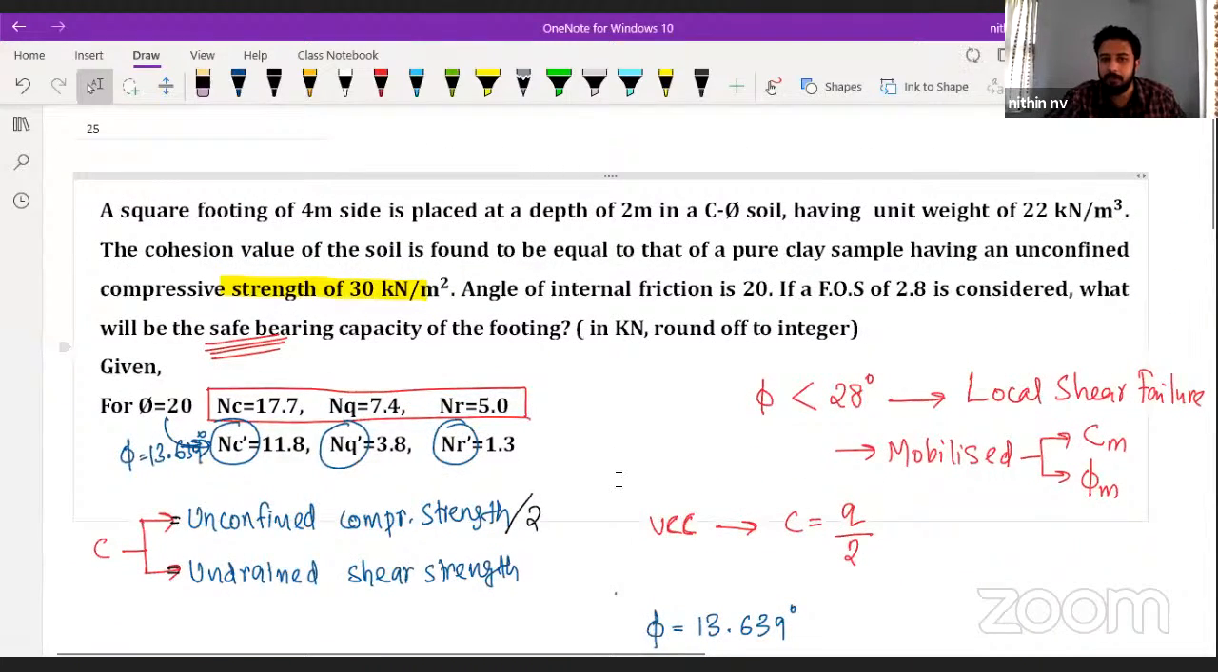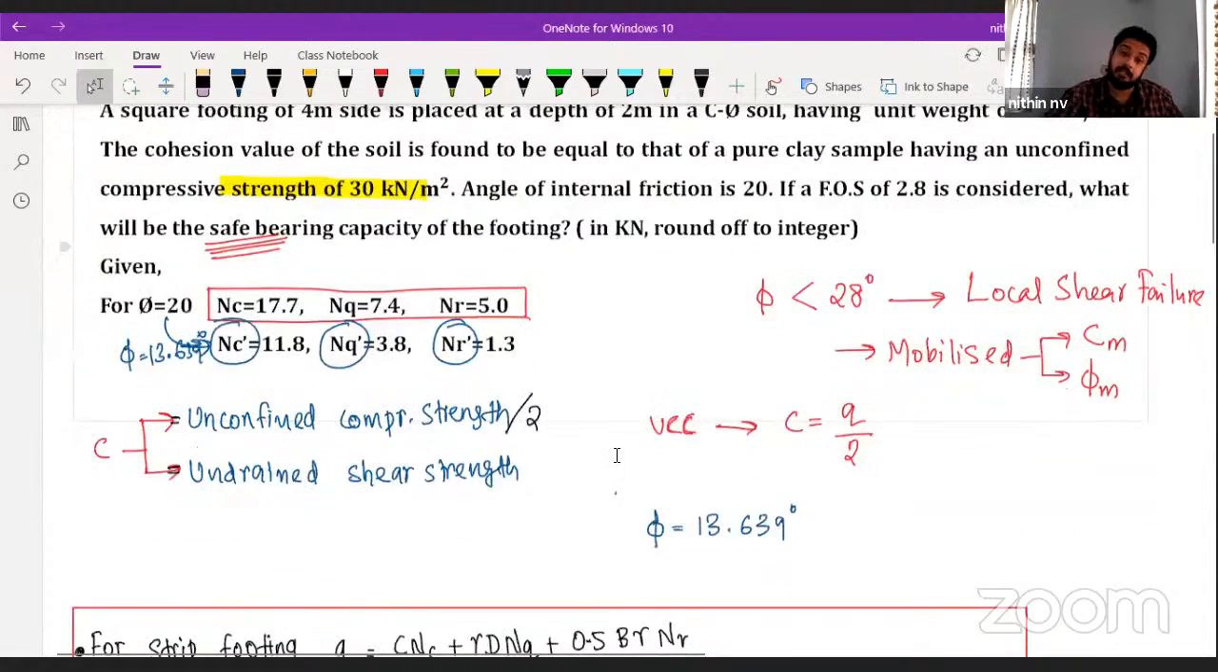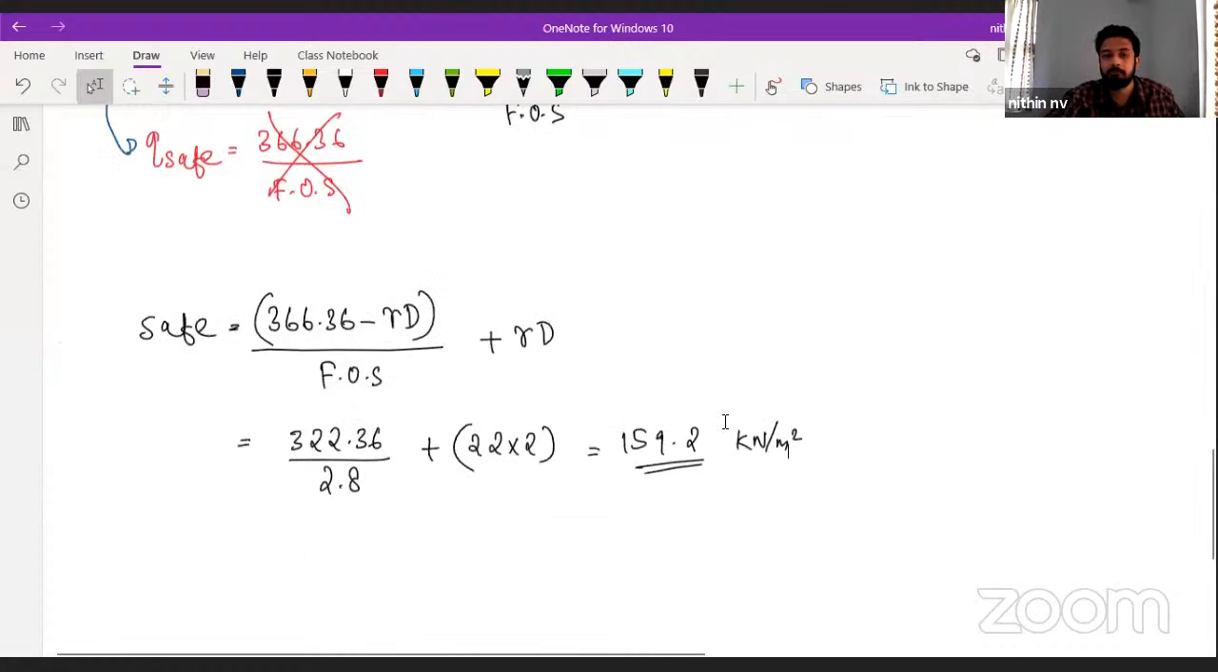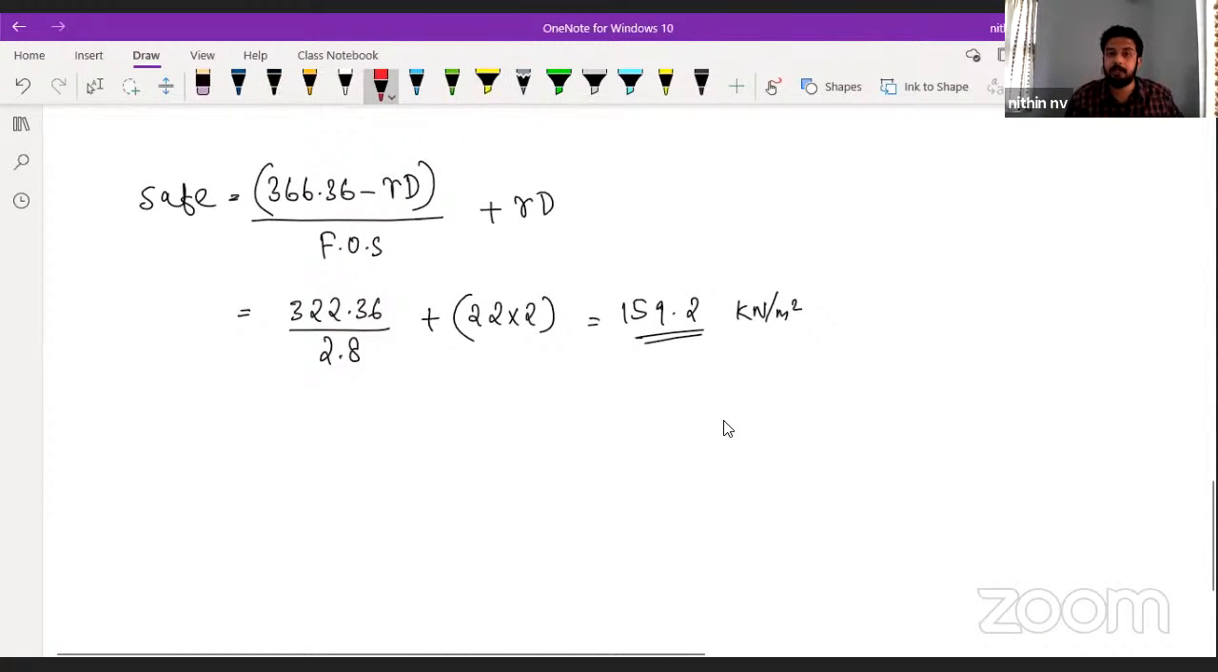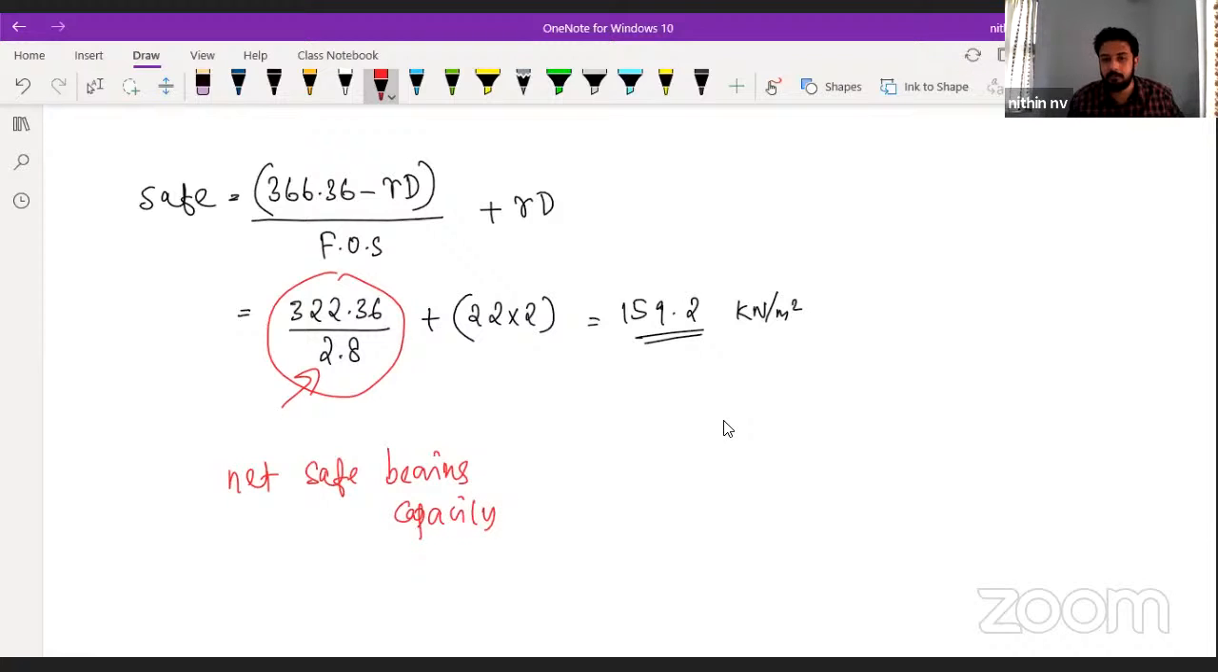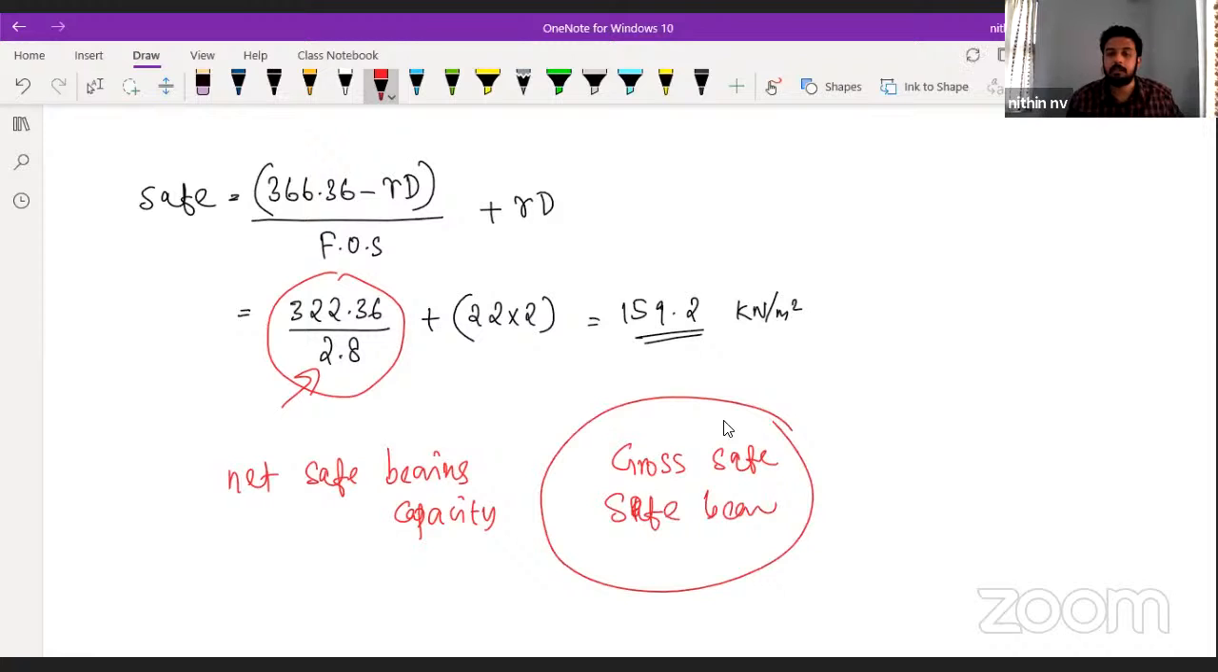What will be the safe bearing capacity? If they are asking what is the net safe bearing capacity, this is the net safe bearing capacity. If they are asking what is the gross safe bearing capacity, or by default, if they are simply asking what is the safe bearing capacity, it is nothing but your gross safe bearing capacity. We have to do like this. Clear, guys?